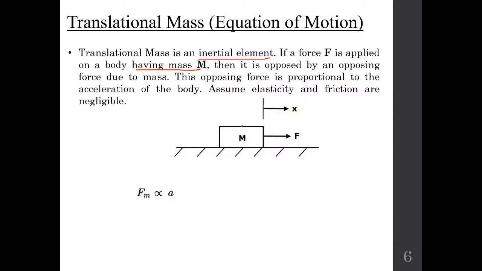proportional to the acceleration. So this is your translational mass which is placed on a surface, and this is the direction of the applied or external force. Now x represents the displacement of this body. So this Fm is your inertial force, or the opposing force in response to the applied force, and this is proportional to the acceleration. We can replace this proportionality sign with the mass of the body, and we can rewrite this equation as Fm = m × a, and we can also represent acceleration as the double derivative of the displacement with respect to time.